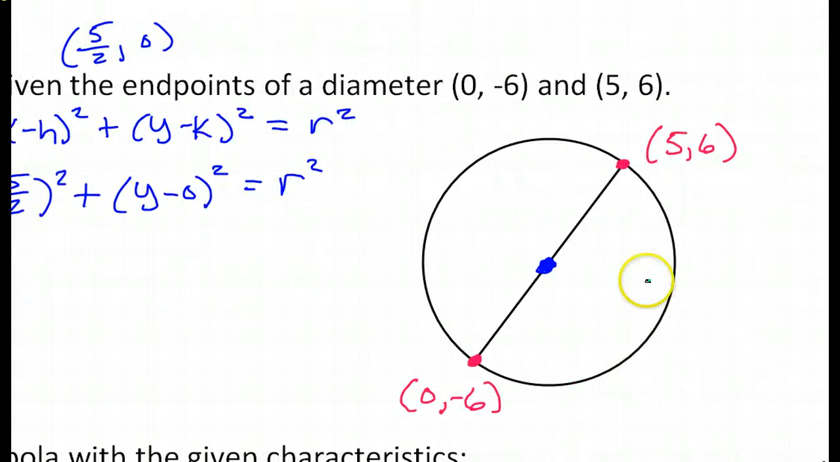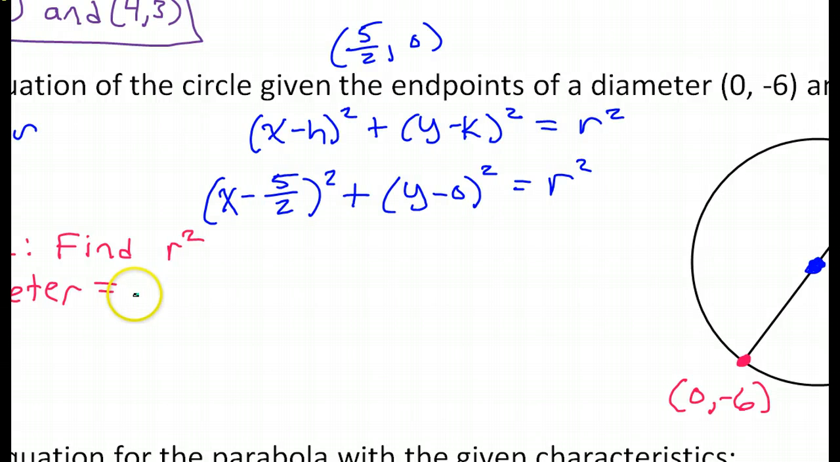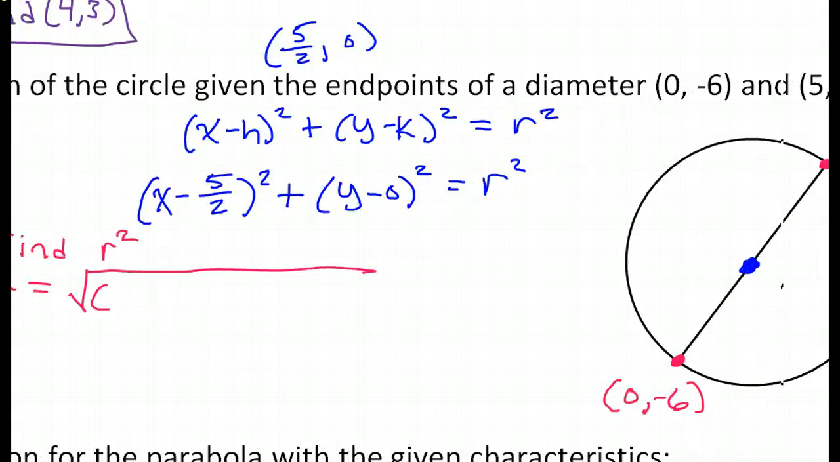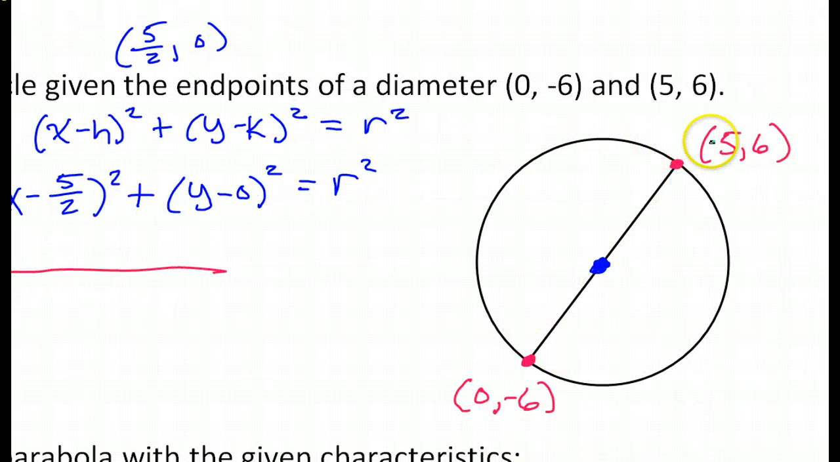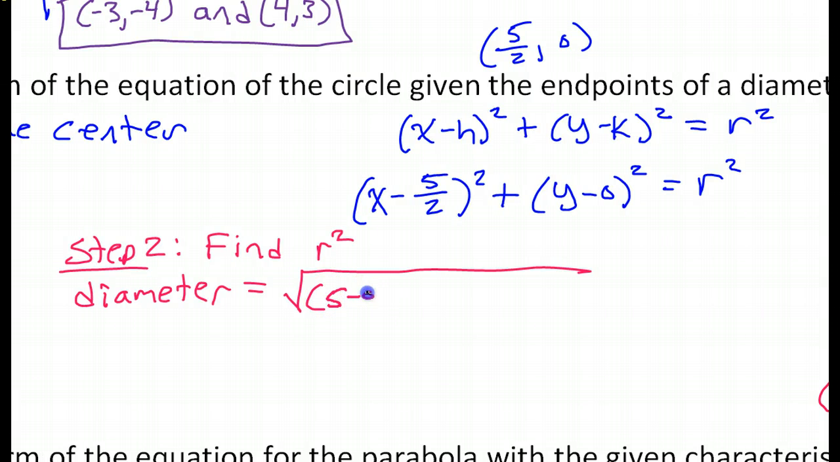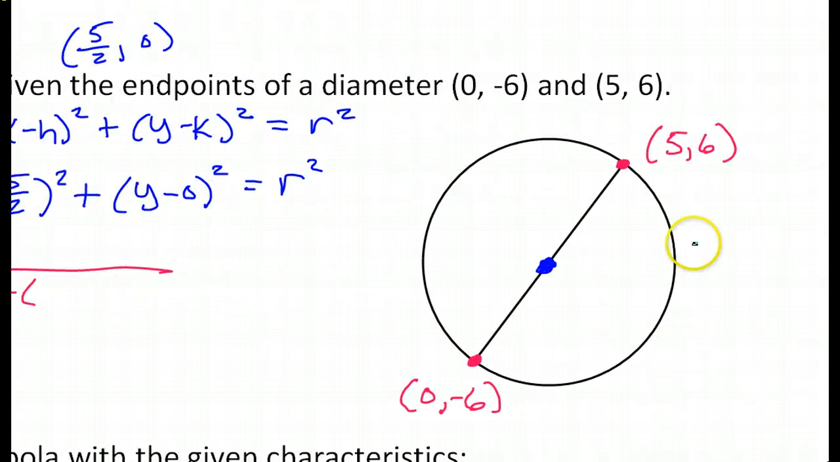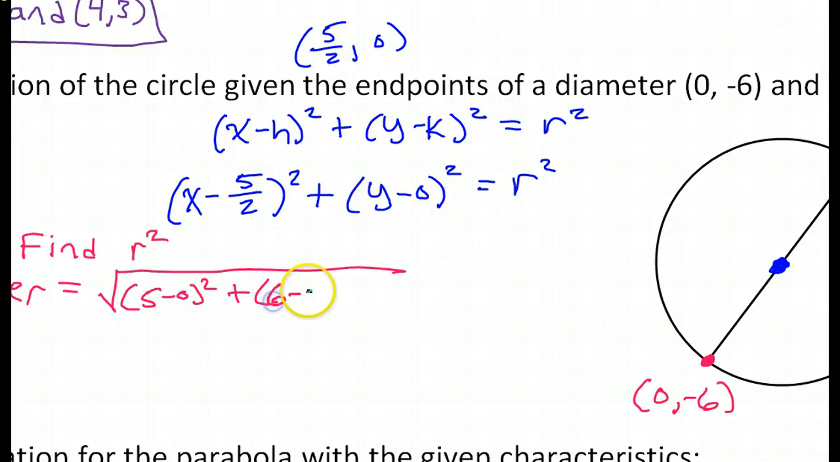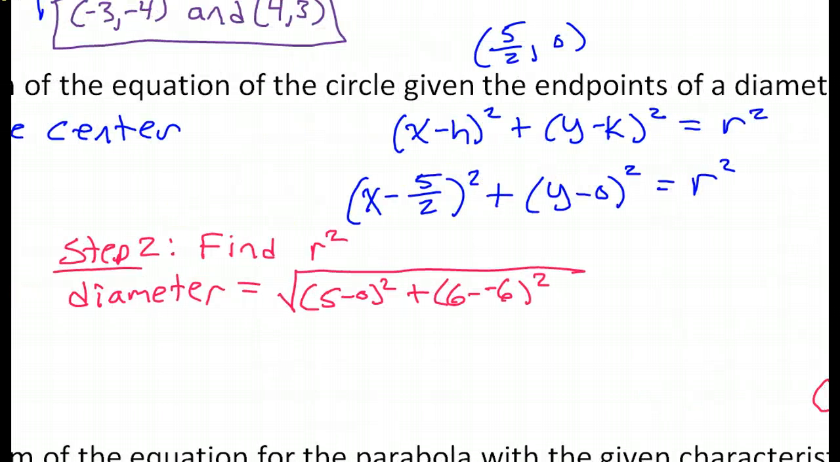Alright, the diameter, of course, is the entire thing. Now we're going to do the distance formula, which is the square root, and we're going to have x minus x, so that'll be 5 minus 0 squared, and then we'll do y minus y, so that'll be 6 minus negative 6 squared, and take the square root of all that, and that will be the diameter.